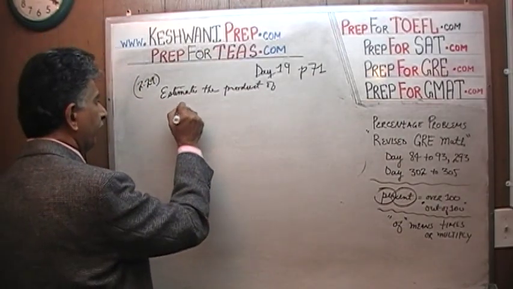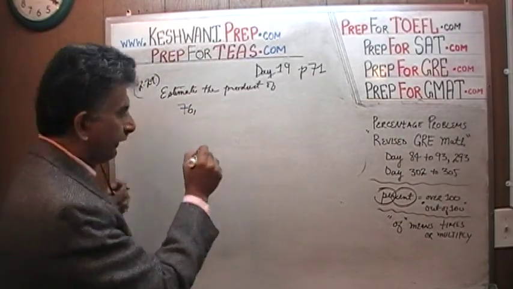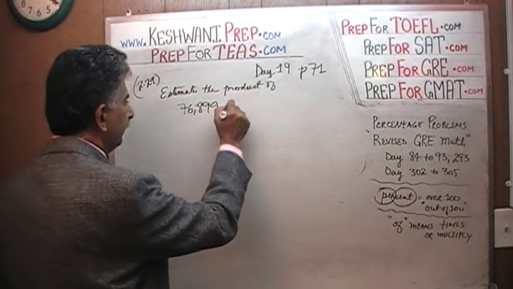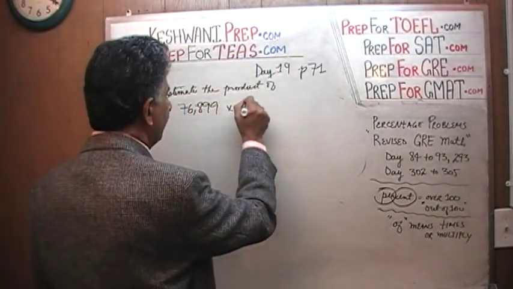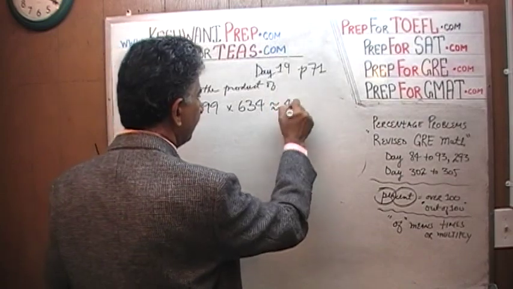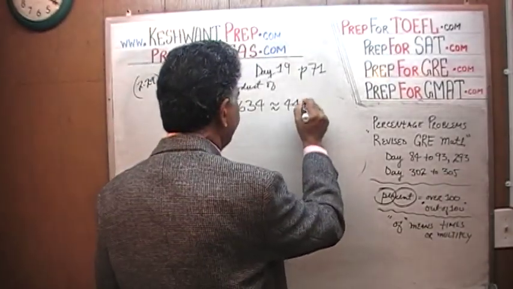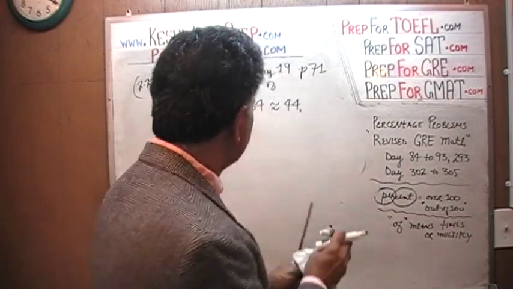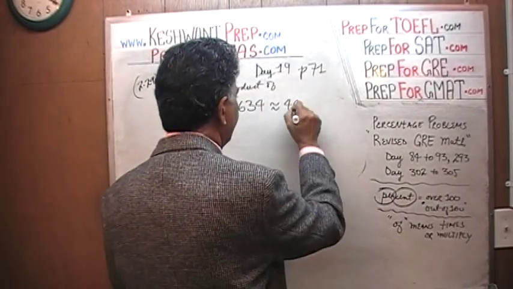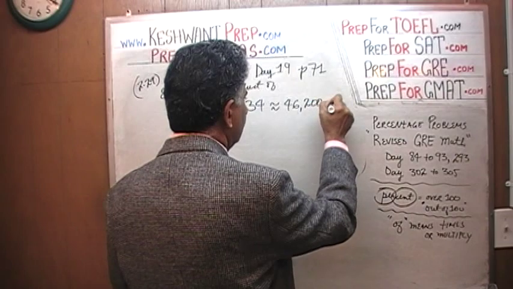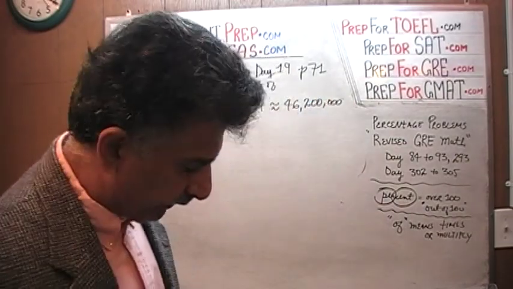$76,899 times 634. We're claiming it was 46,000, then 200,000. Now let's see what happens. Okay, pay attention, see what happens.